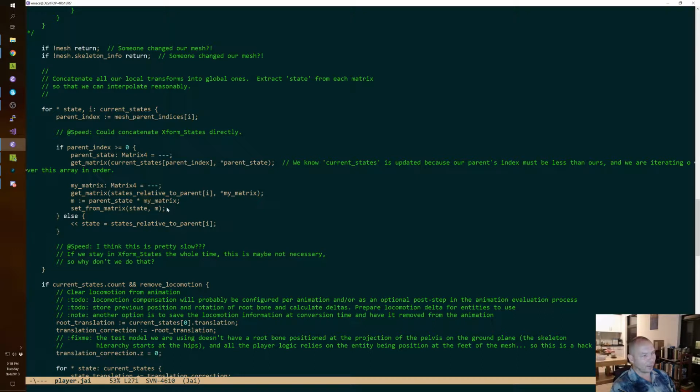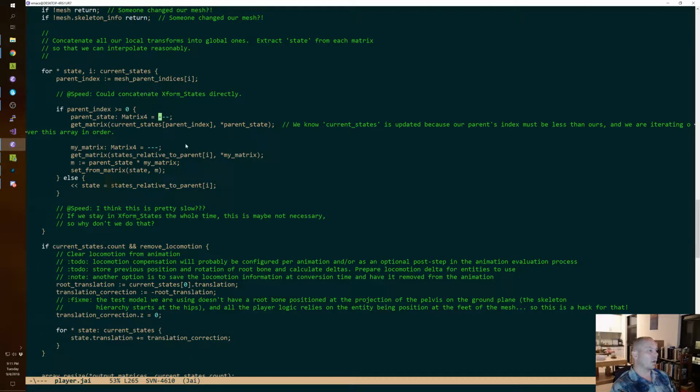I would have to figure that out. But this is kind of sloppy. This is probably generating a lot of error. And it's also slow. So we said speed, we could concatenate X-form states directly. So part of this stream might just be me figuring out the math to replace this. In fact, that would be a good place to start. Because we don't want to be paying the speed cost, assuming that this is really the way that we want to do it.